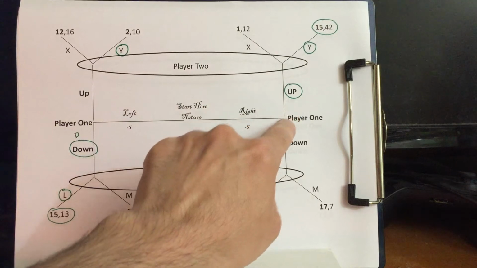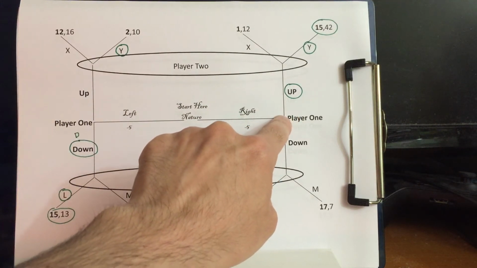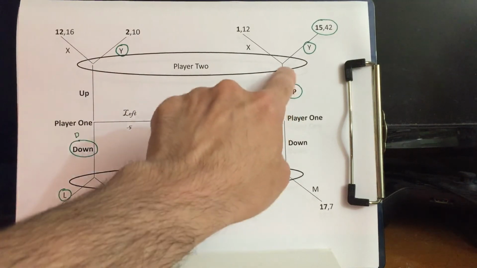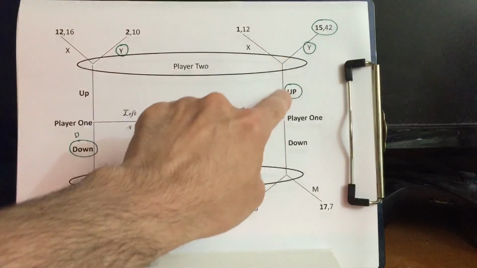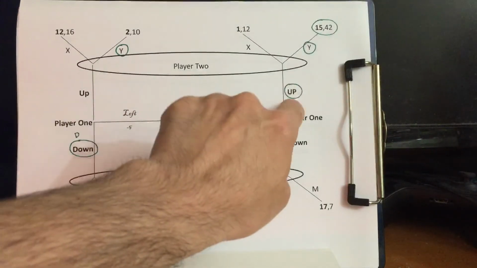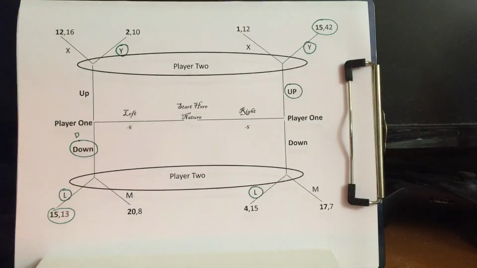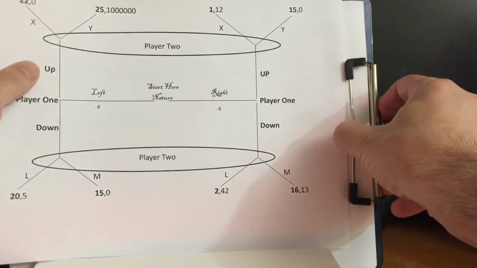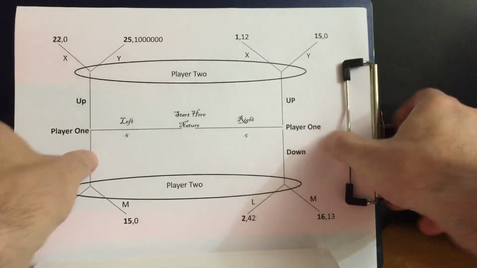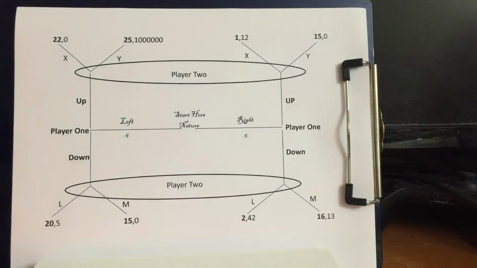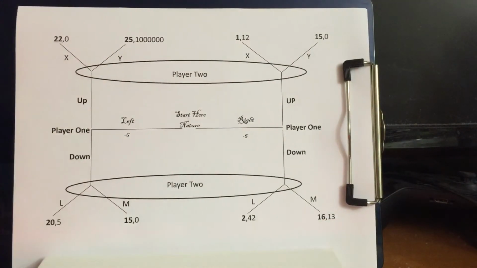So then the last thing we have to decide is, what should player 1 do if he's a righty? Well, now he knows up leads to 15, whereas down leads to 4, so he's going to go up. Okay. Let's do another game. Again, please pause your video and try to figure out what's going on.